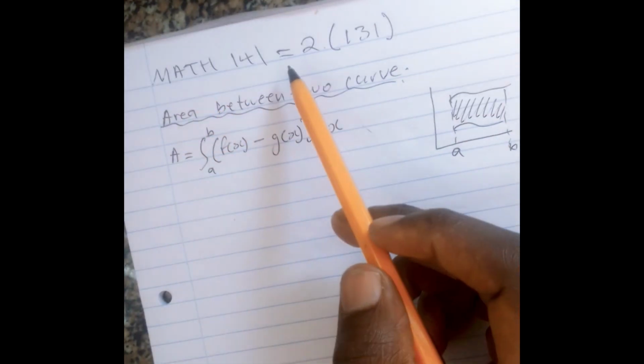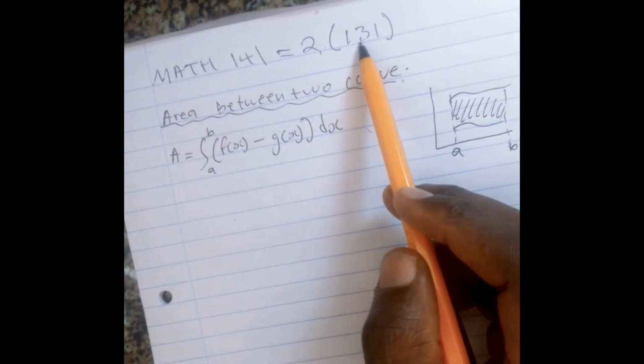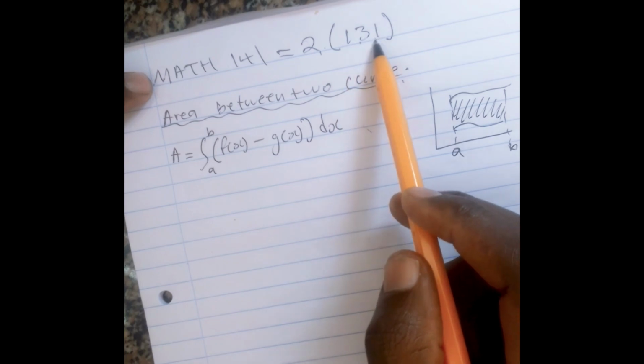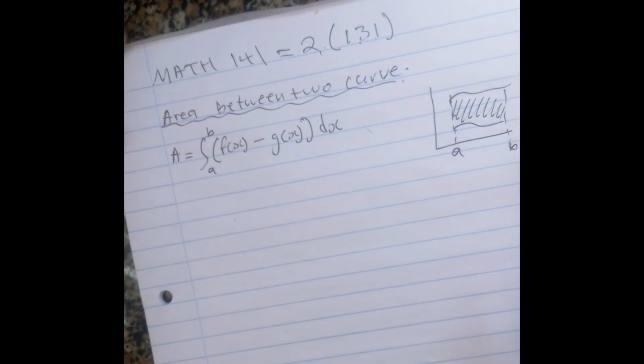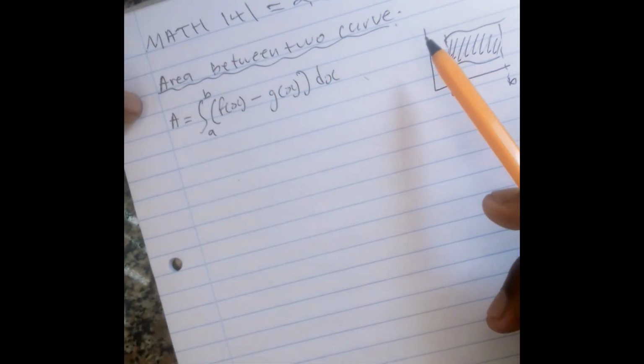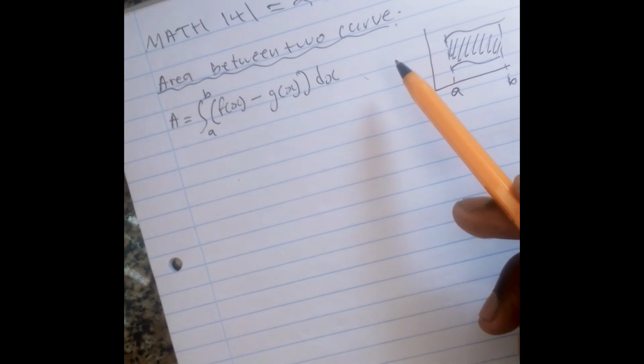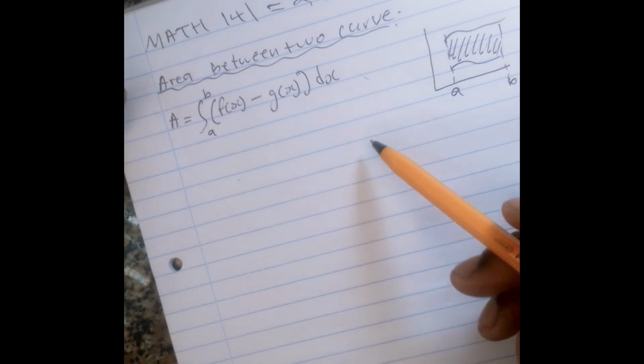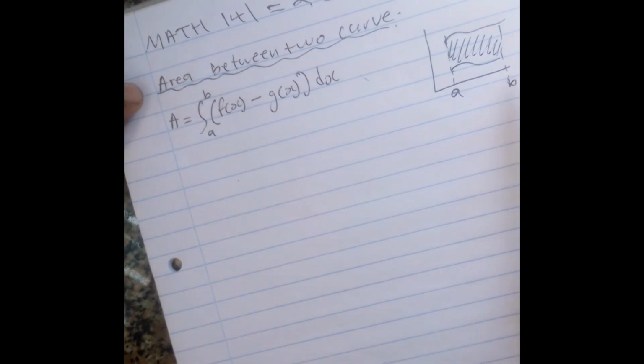So this is Math 141. This is Calculus 2, and in order to pass Math 141, you have to pass Math 131. Alright, so in this module we're going to carry on. We stopped at the definite integral and integrals and all that, but right over here we're just going to use that knowledge as an application.